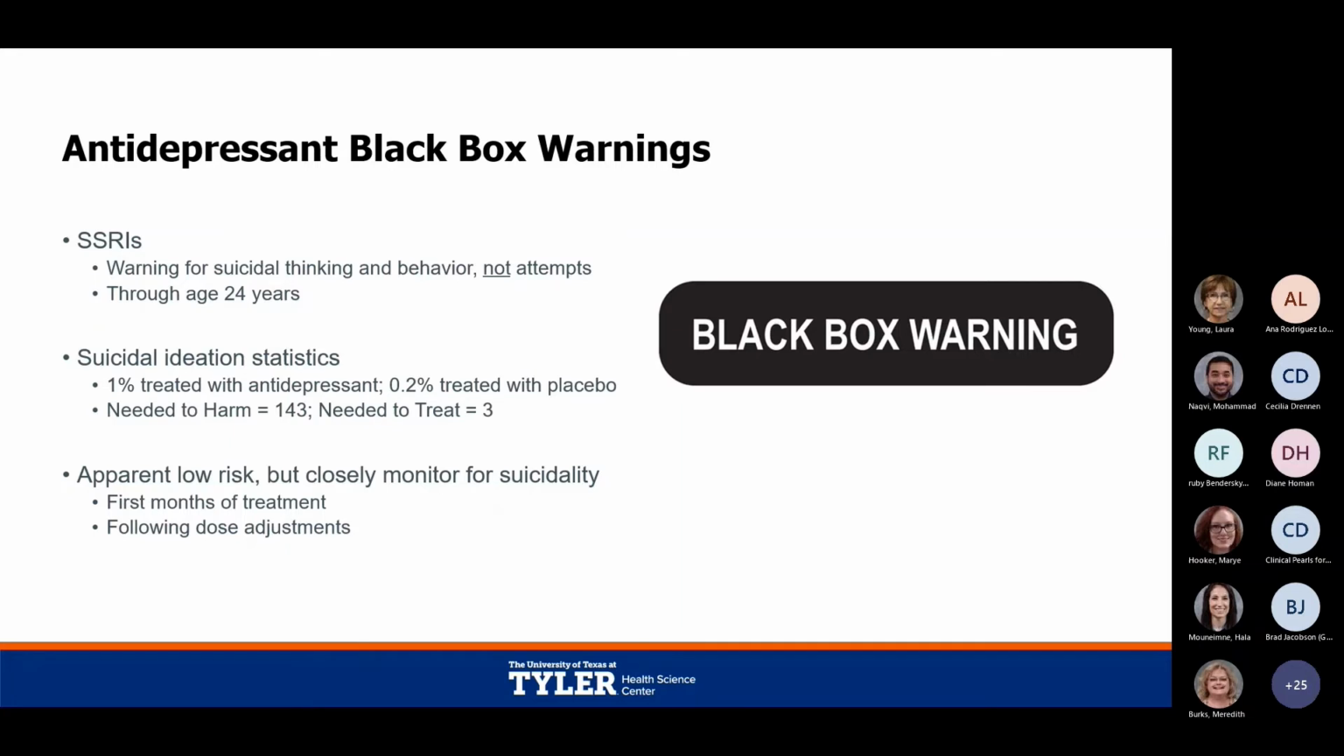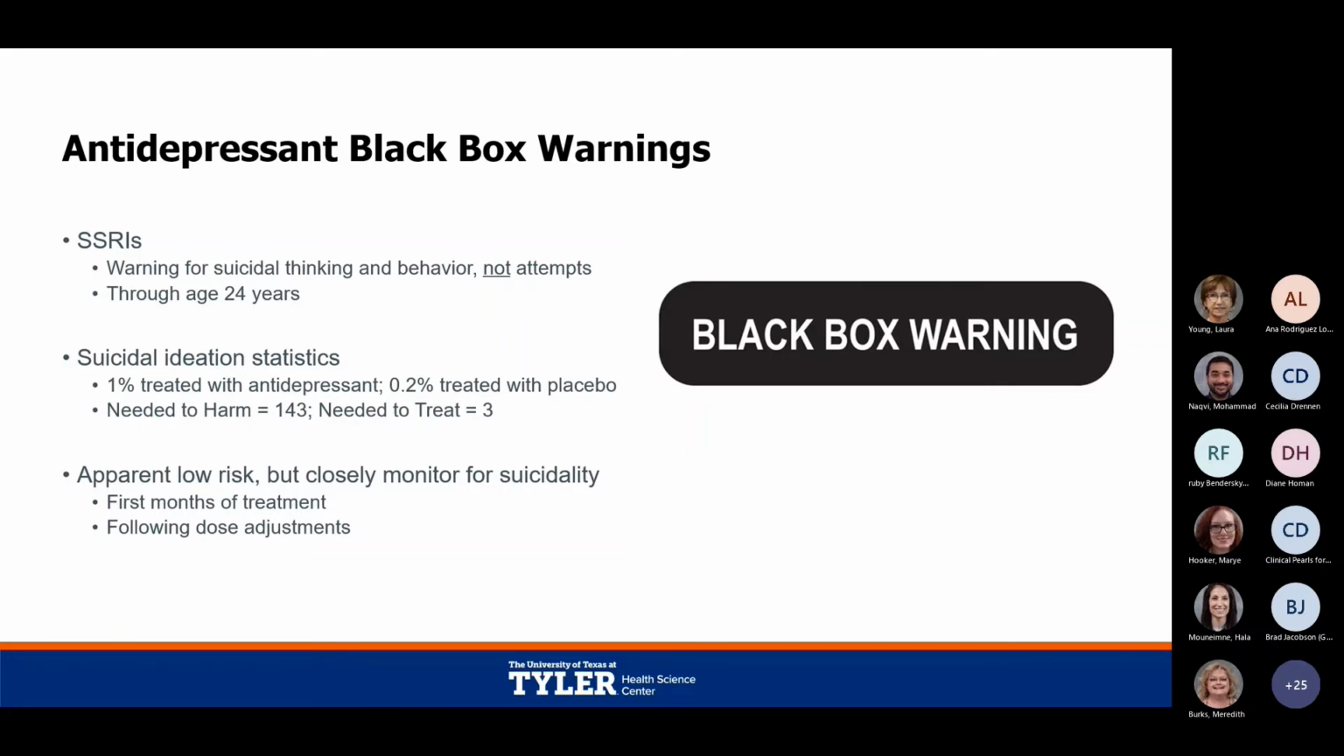Now, when it comes to the black box warning for the antidepressants, all of the SSRIs and all of the antidepressants have a black box warning for suicidal thinking and behavior, but not actual suicide attempts, through age 24 years. So I want to make sure that you all understand that it's just for suicidal thinking and behavior, but not actual attempts. And this came from a study where it said that the percentage of suicidal ideation across all antidepressants is 1% for youth treated with an antidepressant compared to 0.2% for youth treated with placebo.